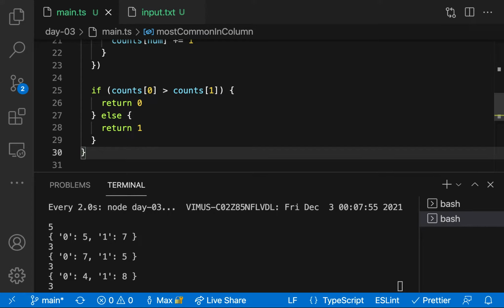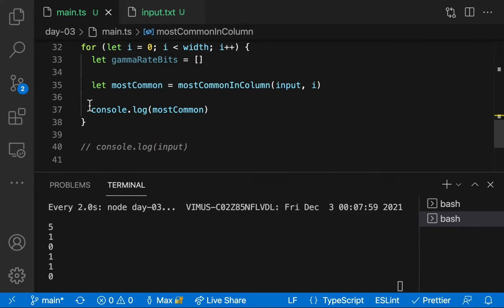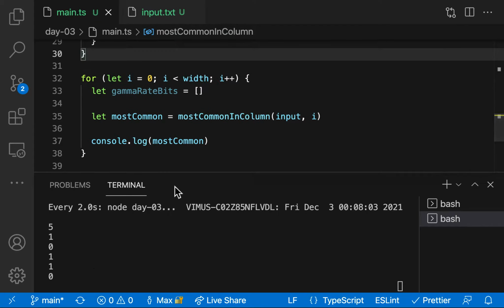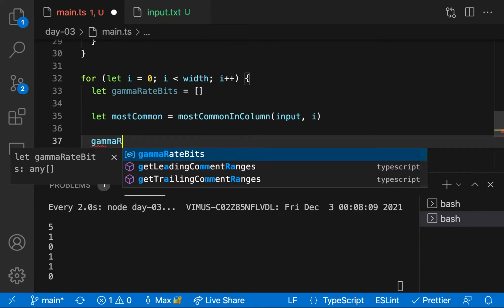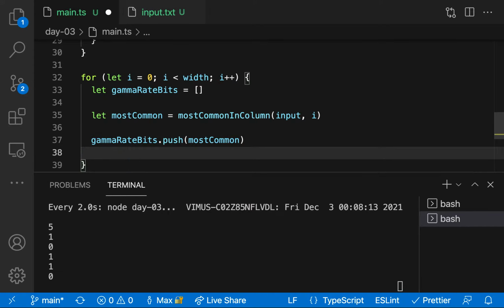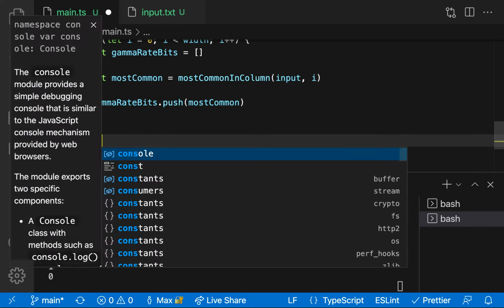Let's see. All right, so then we've got these, so we'll say, I guess, gamma rate bits push most common, and then we'll do console log gamma.